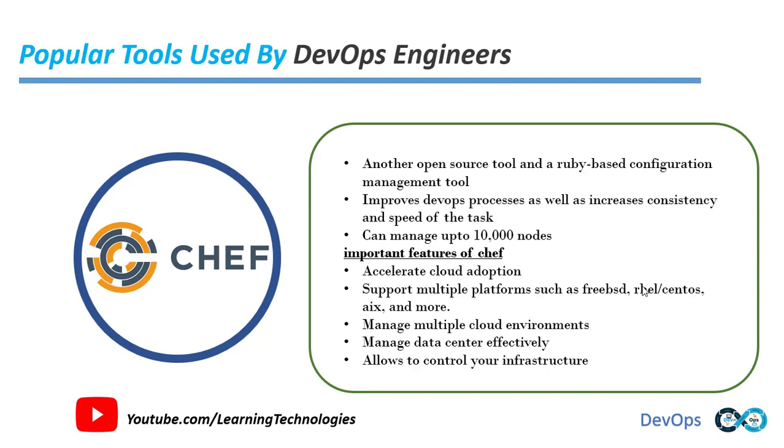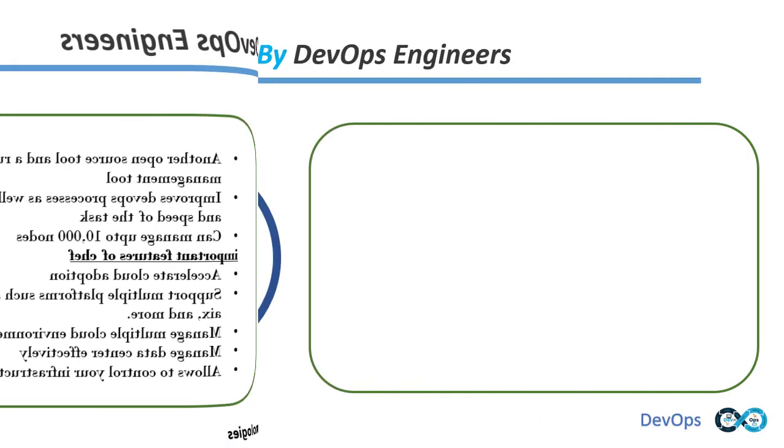If you see there the important features of Chef: one is to accelerate cloud adoption, support multiple platforms such as FreeBSD, RHEL, CentOS, AIX, and many more. And also it manages multiple cloud environments, manages data centers effectively, and also it will control your infrastructure.